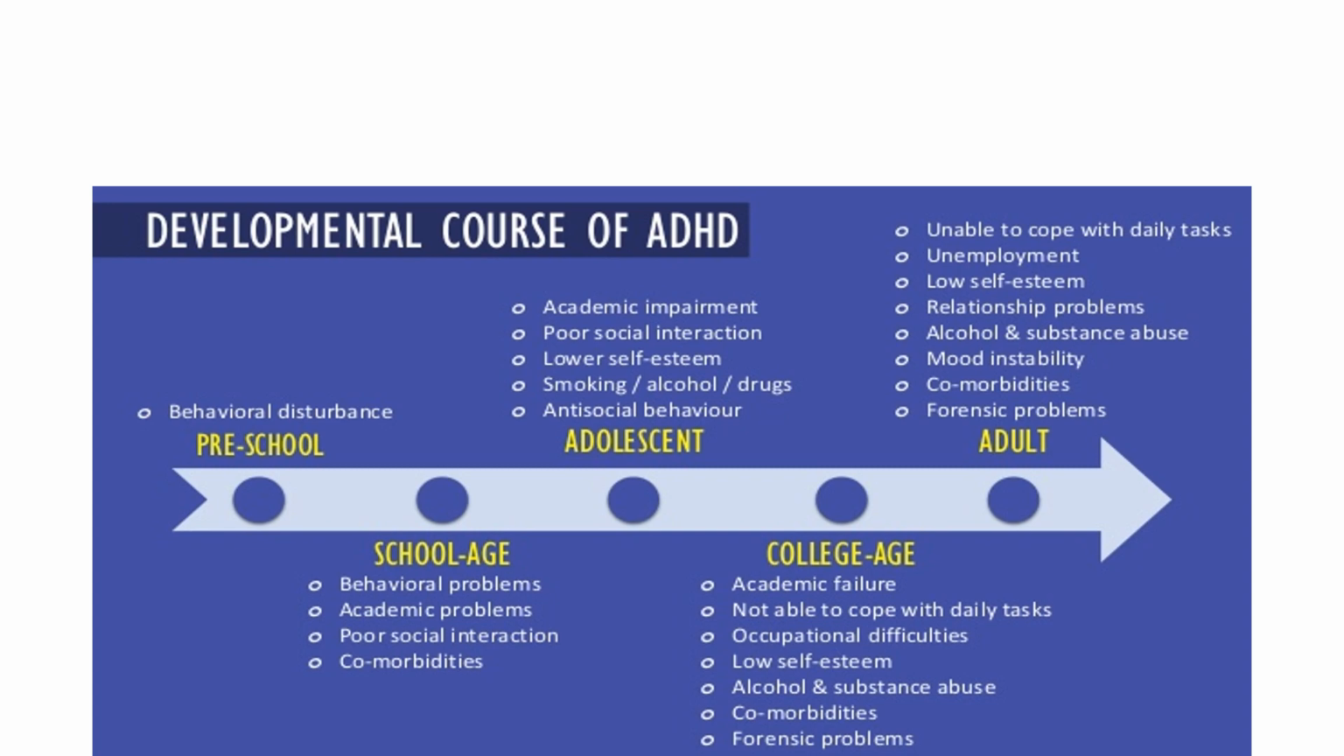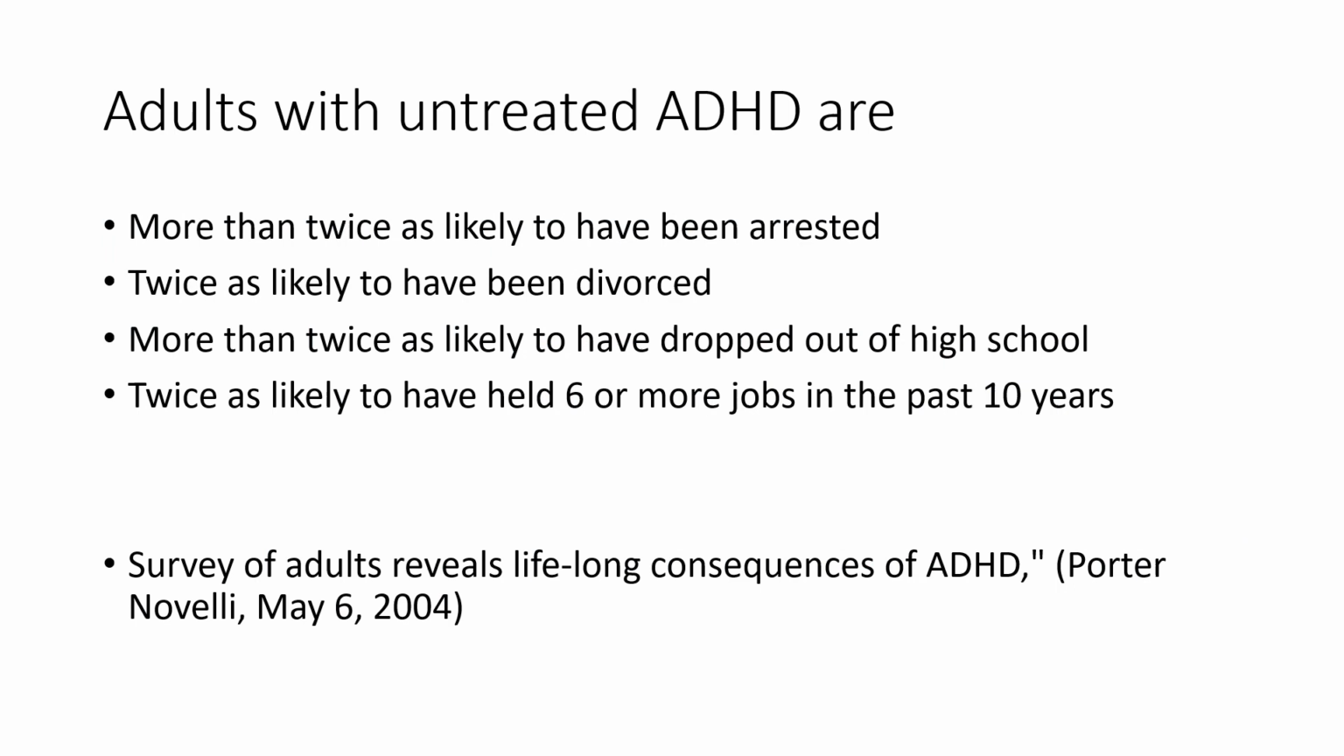And in adults: unable to cope with daily tasks, unemployment, low self-esteem, relationship problems, alcohol, substance abuse, mood instability, and comorbidities. Adults with untreated ADHD are more than twice as likely to have been arrested, twice as likely to have divorced, more than twice as likely to have dropped out of high school, twice as likely to have held 6 or more jobs in the past 10 years.